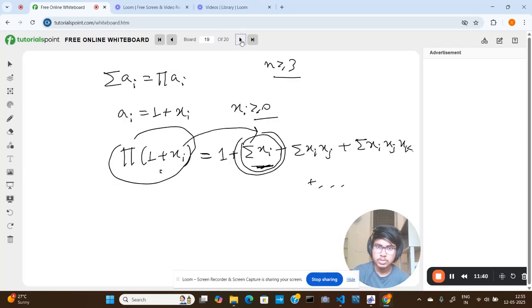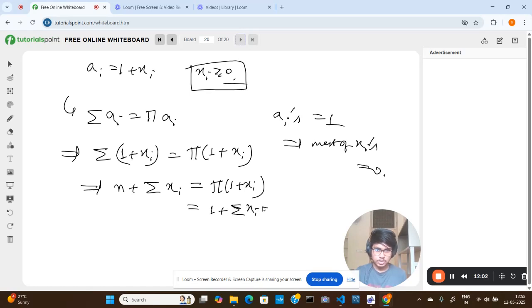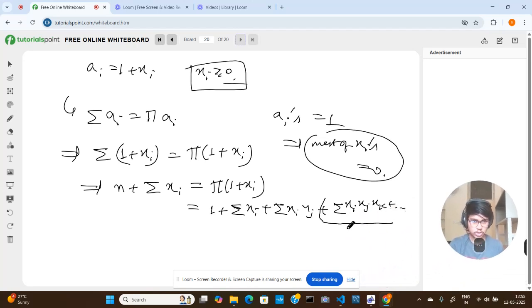So let's try to see. I said that the sum can be equal to the product when most of the ai's are equal to 1. That will mean most of the xi's are equal to 0. If we expand this product, it will look like 1 plus summation xi plus summation xi xj plus summation xi xj xk and so on. You can see most of the xi's are 0. That will mean most of the terms in this product will be equal to 0. I'm speaking intuitively.